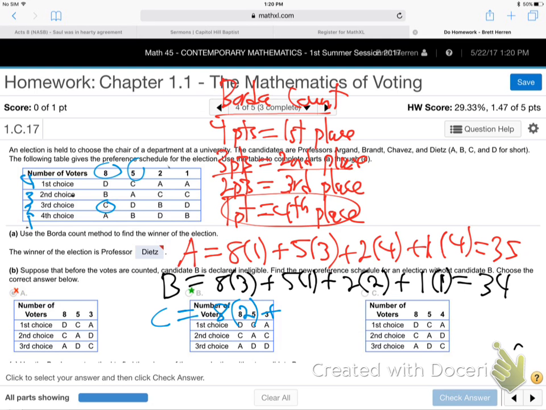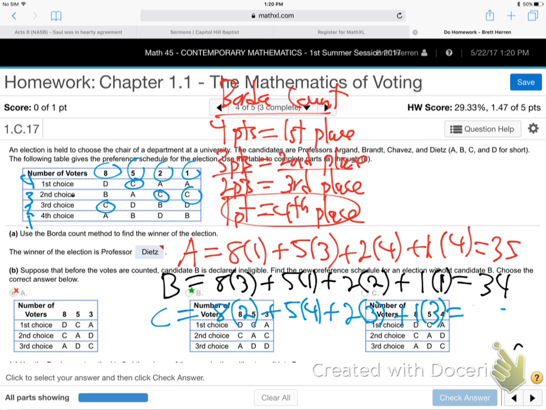8 times 2. 5 times 4. 2 times 3. And 1 times 3. Wait, where did you get 5? Oh, wait. Oh, you're working on C, my bad. Yeah, doing C. Okay. 16, 20, 26, 32. Was it 35? Which one? C? C is 45. Is it 45? Yeah. 20, yeah, 36, 40, you're right.